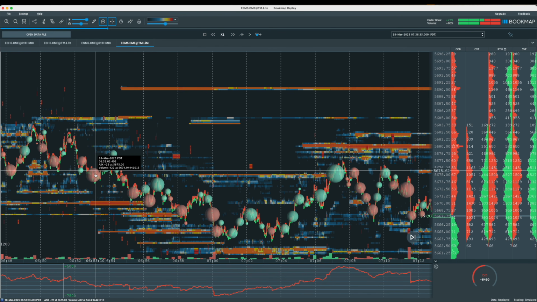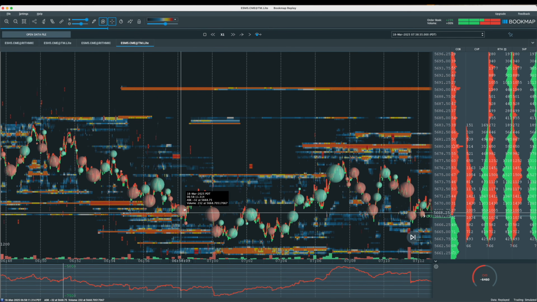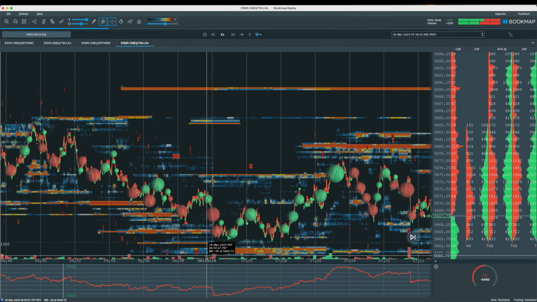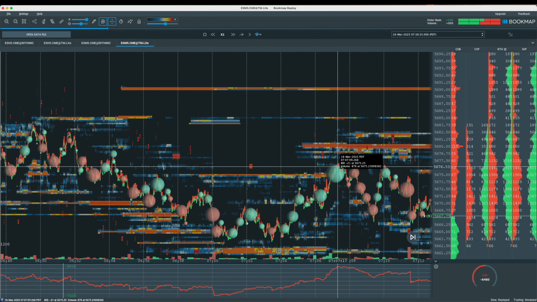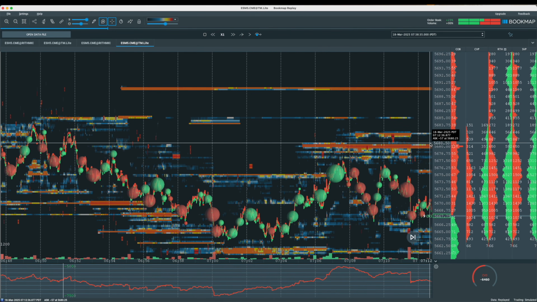So we talked about those green bubbles and those red bubbles and the lines. The red bubbles are the aggressive market sells, and the green bubbles are the aggressive market buys. These are filled, completed transactions. So the bubbles are completed transactions, an actual trade going on. These lines represent the bid and the offer. So if it's above price, it is an offer, that level 2 passive seller. And if it's below price, it's a passive buyer.